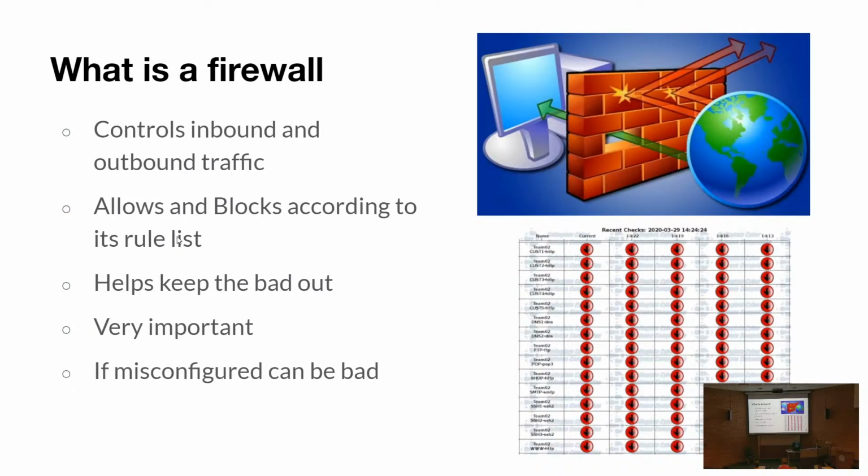So what is a firewall? A firewall controls inbound and outbound traffic. It allows or blocks according to a rule list, and it helps keep the bad traffic out. It's very important, and if misconfigured, it can go pretty bad.